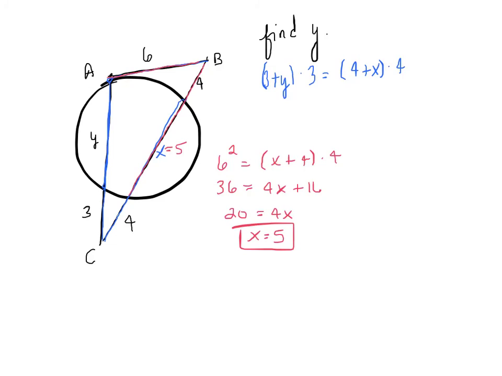So back in our original equation, 3 plus y times 3 is 9 plus 3y. And x is 5, so this really just becomes 9 times 4. So let's come down here. 9 plus 3y. 9 times 4 is 36. Subtract 9. And we've got 3y equals 27. So y must be 9.